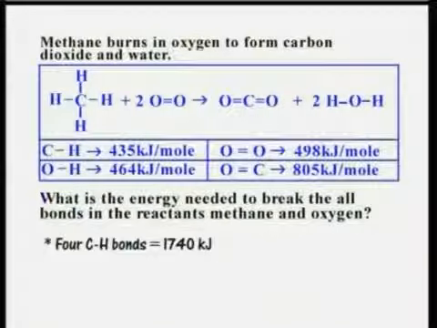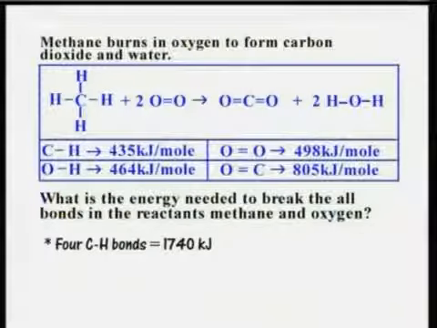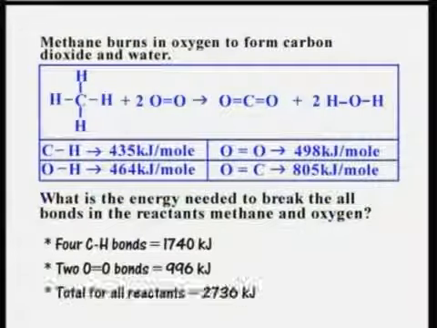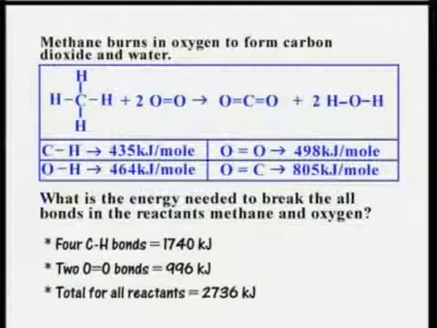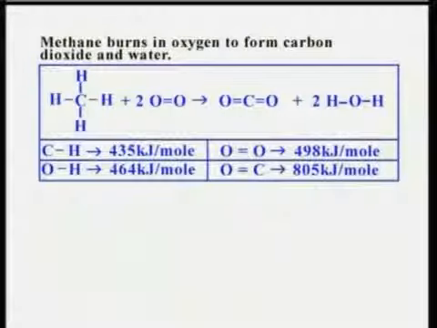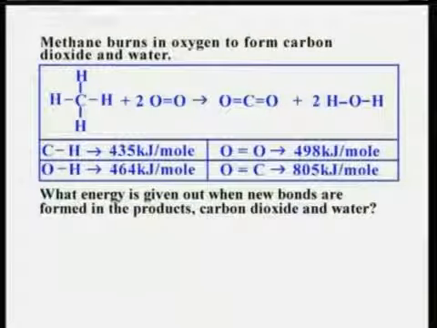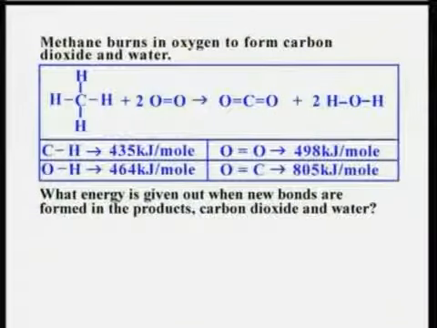Four CH bonds equals 1740 kilojoules, and 2 OO double bonds equals 996 kilojoules. Added together, that's 2736 kilojoules. What energy is given out when new bonds are formed in the products, carbon dioxide and water?